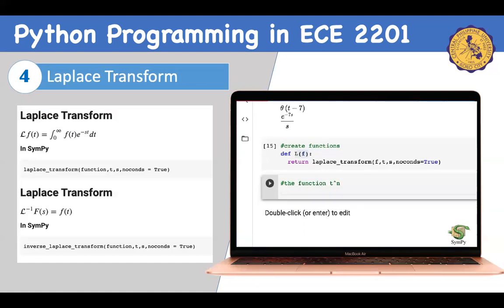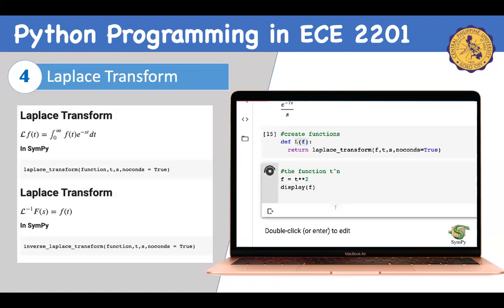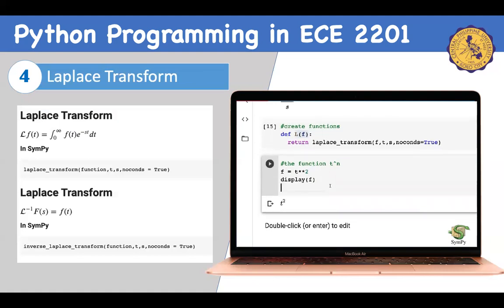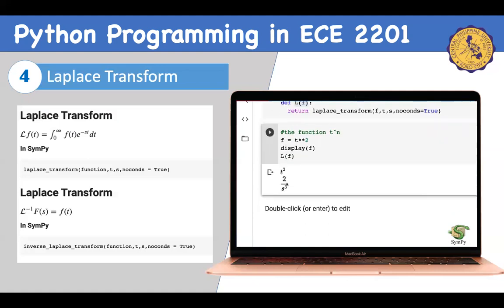Let's say t raised to n. So assuming I have here f equals t to the power of 2, let's display this one first. Display f, run the code. Oh, we have t squared. Now, instead of Laplace, I will just type L and then f. Oh, so that's easy, right? And then I have now the Laplace transform of my function of t, which is 2 all over s cubed. Now, if I'm going to change this to the power of 5, this will become 120 all over s raised to 6.